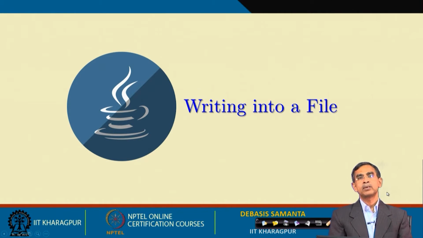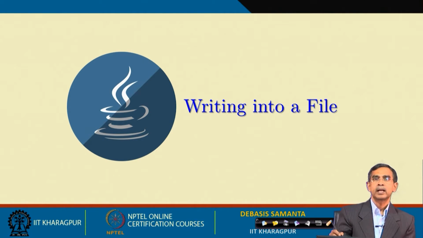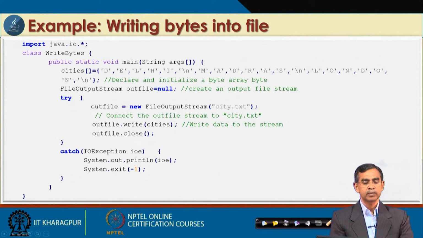Now, so this is about how we can read. Here we have used the byte input stream classes, one mechanism, reading in the form of a byte. Now, we will discuss just the opposite process, called writing into a file: how a byte, or a character, or a stream can be written into a file.